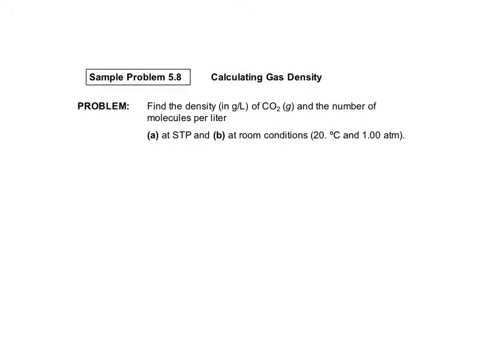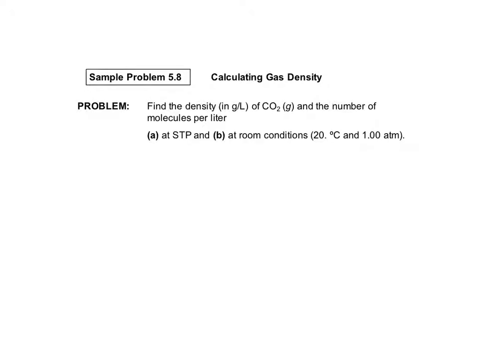All right, sample problem 5.8 says find the density in grams per liter of CO2 gas and the number of molecules per liter. All right, and we have some conditions. A says at STP. So let's talk about that first. STP stands for standard temperature and pressure.